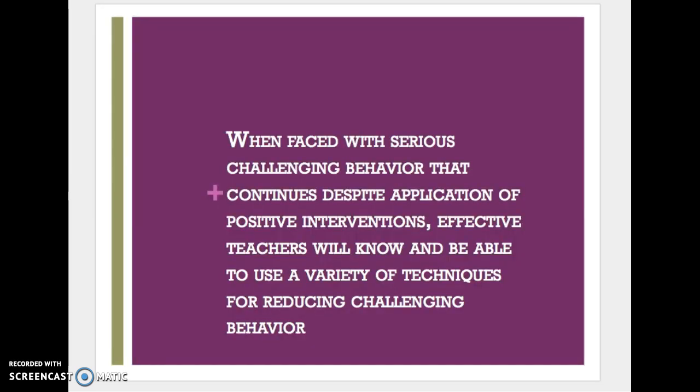When faced with serious, challenging behavior that continues despite application of positive interventions, effective teachers will know and be able to use a variety of techniques for reducing challenging behavior. Whenever we say reducing, reduction, reductive, the key is that it's an aversive or punishing approach to weakening behavior. Whenever we hear reductive behavior techniques, we're usually thinking of more punishing techniques. So we need to be very careful about our choices for that approach.